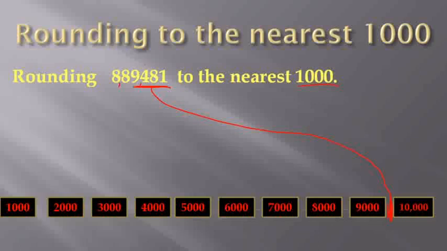So the digit at 100 place is 4. And you know that 4 is less than 5.